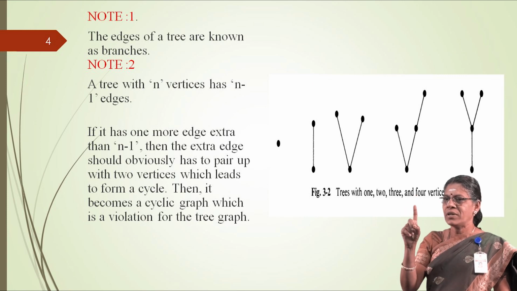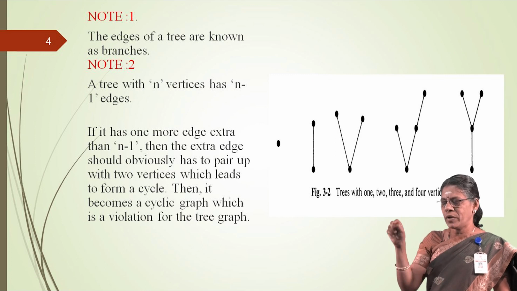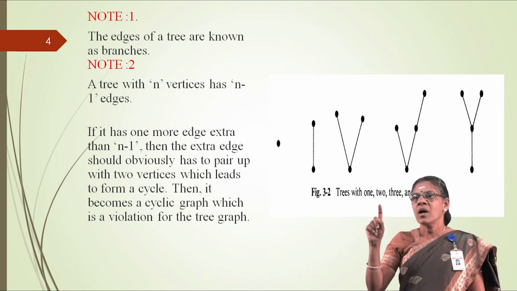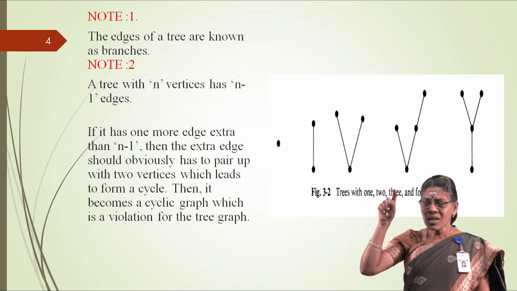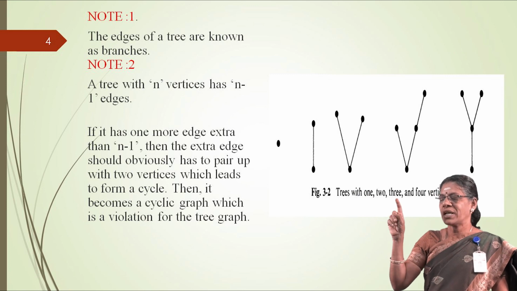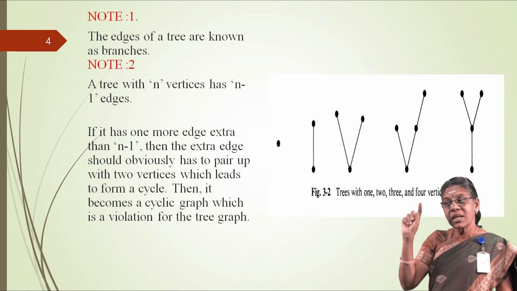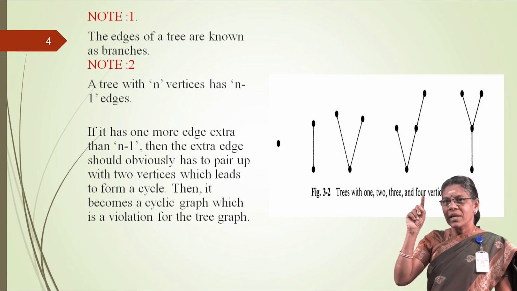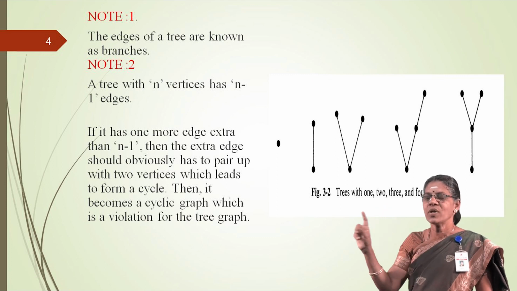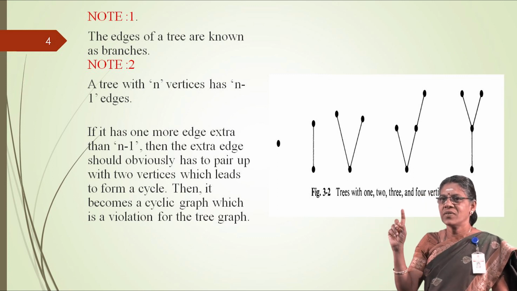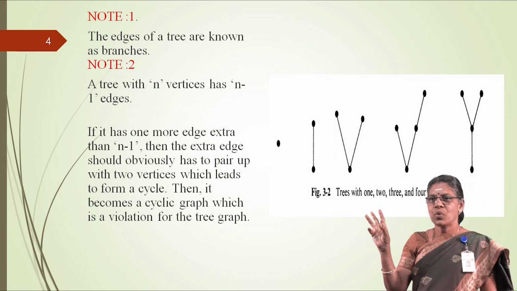So, a tree with one vertex is just a vertex. Next, a tree with two vertices has just one edge. Two vertices but one edge. Next, three vertices but two edges, two branches. Next, four vertices, we have only three branches. So, n vertices have n-1 edges. A tree with n vertices has n-1 edges only. Okay, we should observe these two points.